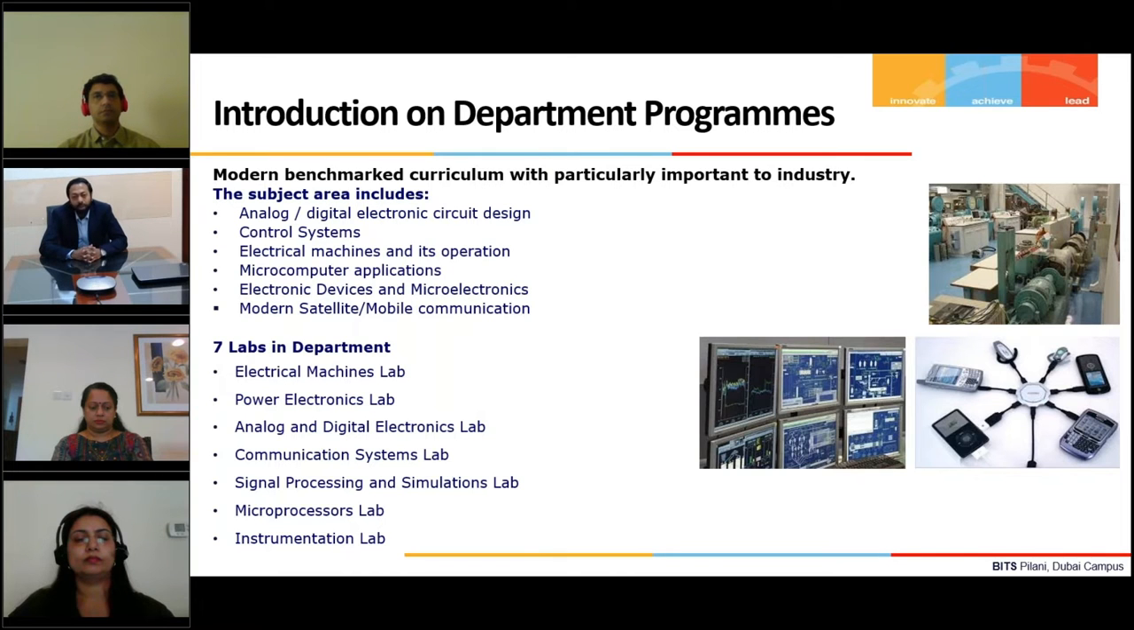We have an analog and digital electronics lab, which helps you understand the basic design concepts in the digital design of any circuits. Now, moving forward, we have emphasis given to communication engineering, for which we have a separate lab. We have a signal processing and simulation lab, which will be common to the electronics and electrical students. Microprocessor is another common lab which both streams of students will utilize. And obviously, the instrumentation part of engineering is also dealt with in the instrumentation lab, which we have as a separate lab here. Next slide, please.